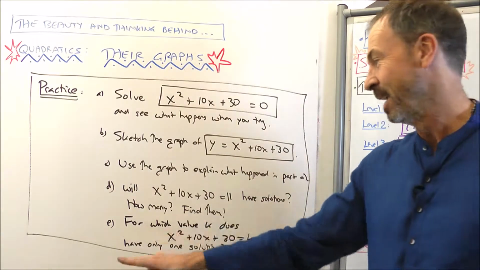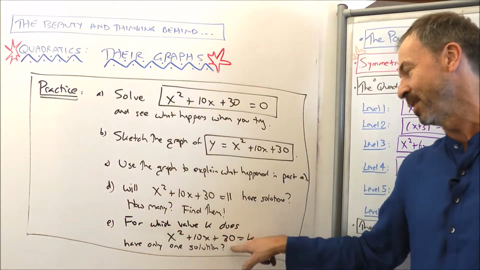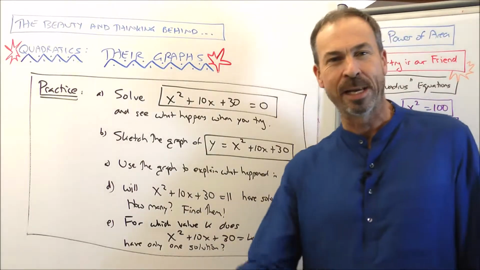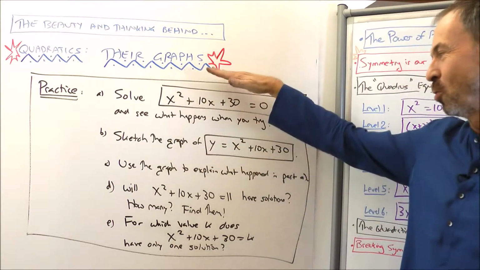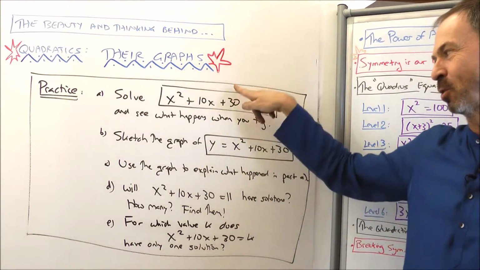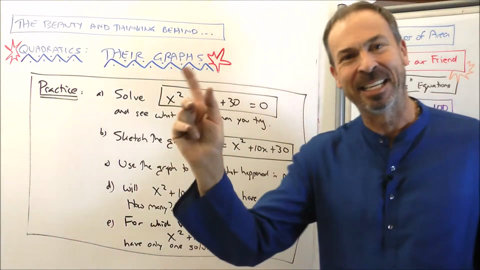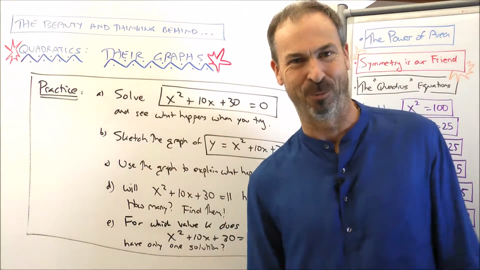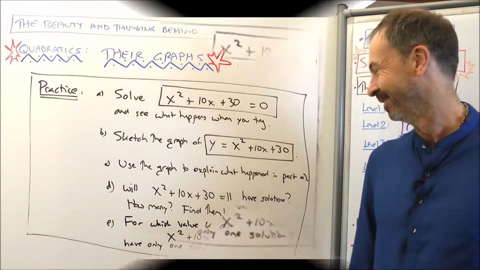And then finally, part E, for which value k does x squared plus 10x plus 30 equal k have only one solution? Alright, can you use your graph to inform you about what's going on with algebra? The algebra initially, the algebra at the end, and see the interplay between graphing and algebra now. This is actually kind of a cool question to think your way through, so give it a try.